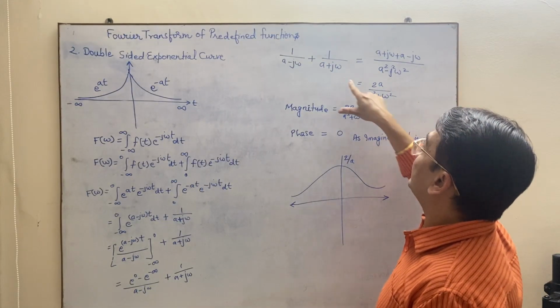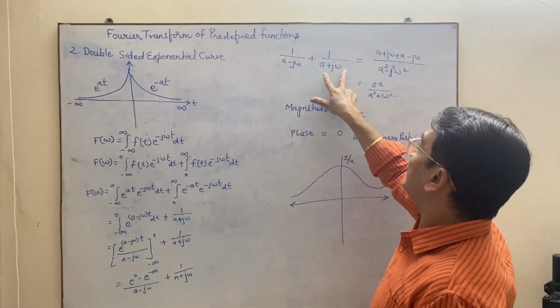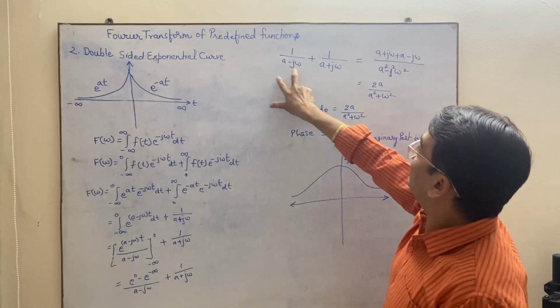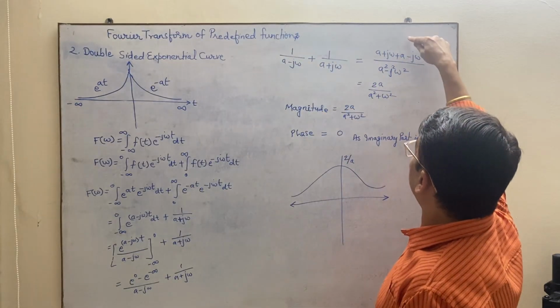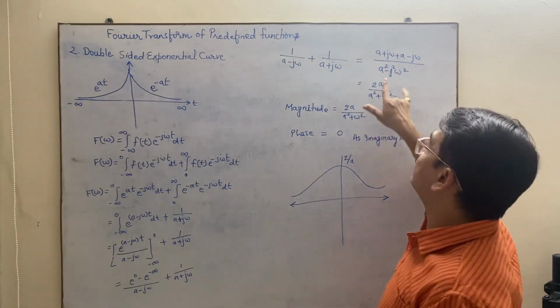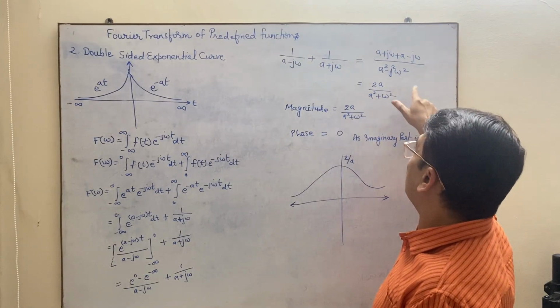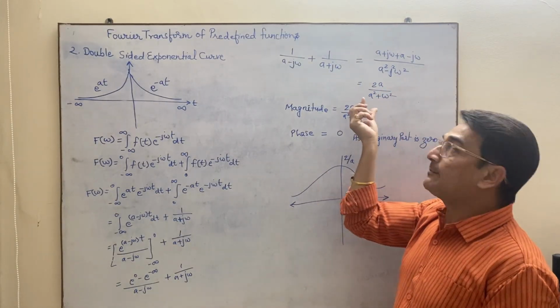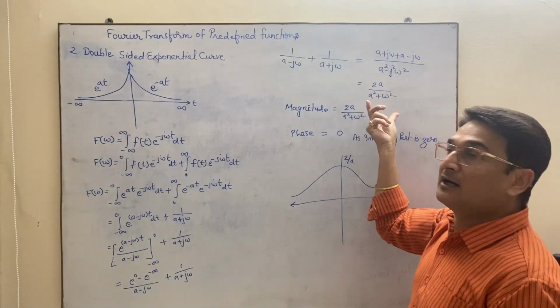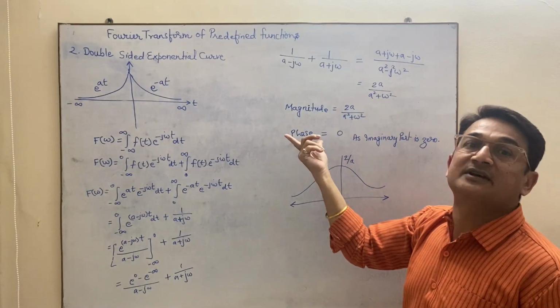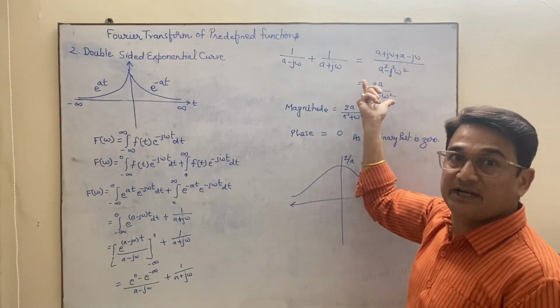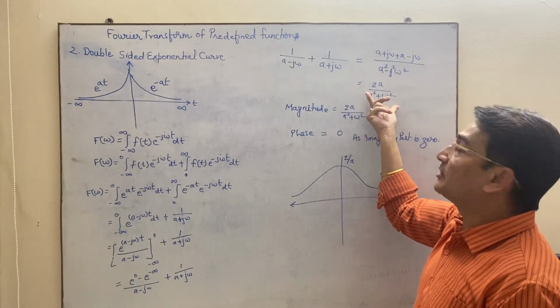plus omega square. And then in the numerator part, it will be a plus j omega here, and then a minus j omega, and minus j omega will get cancelled. You will get 2a upon a square plus omega square. So as you can see, the result 2a upon a square plus omega square does not contain any imaginary term, because there is no j in this particular solution.